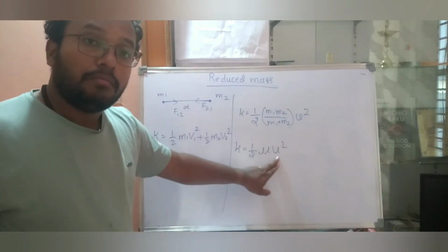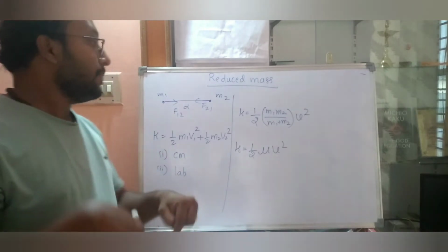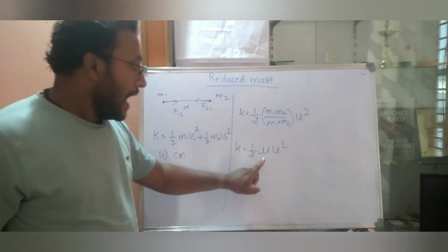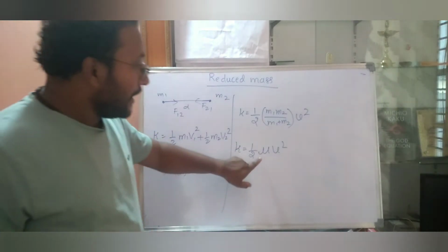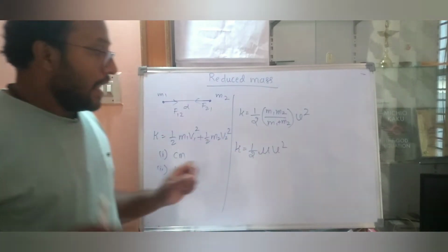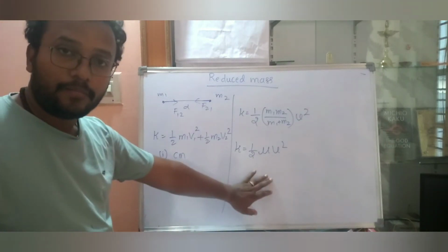Okay, so the frame of reference in order to measure this velocity is any one of these particles, and this mu is called the reduced mass. So the reduced mass is equal to this. Now the question is the difference between these two approaches.